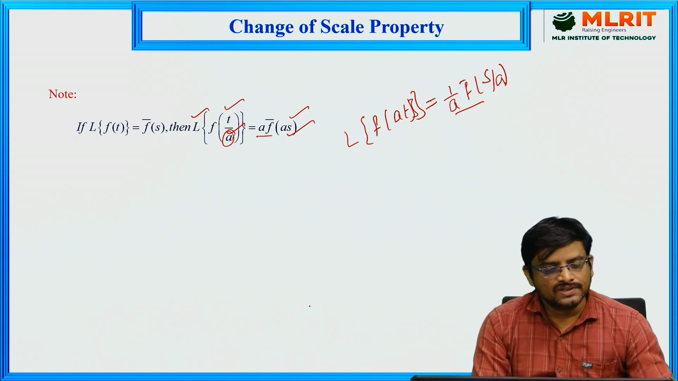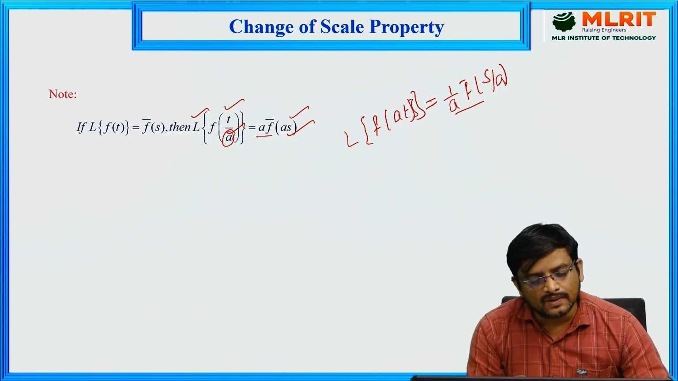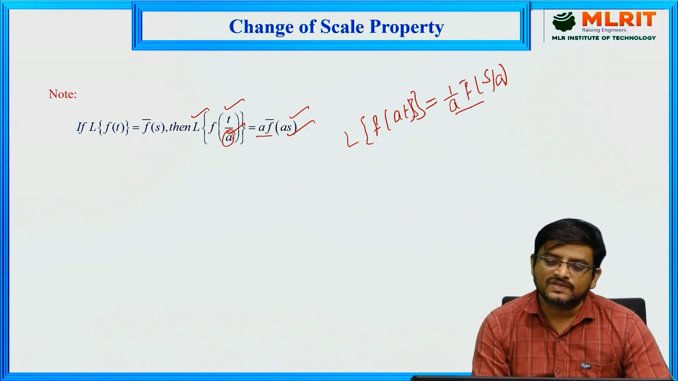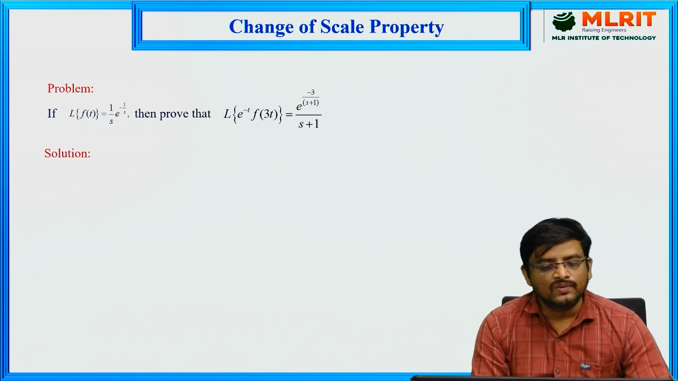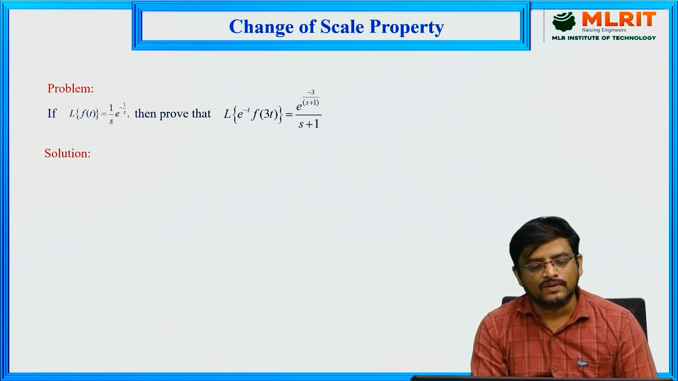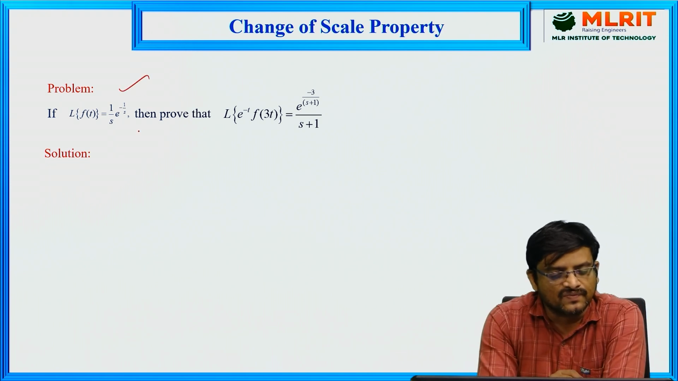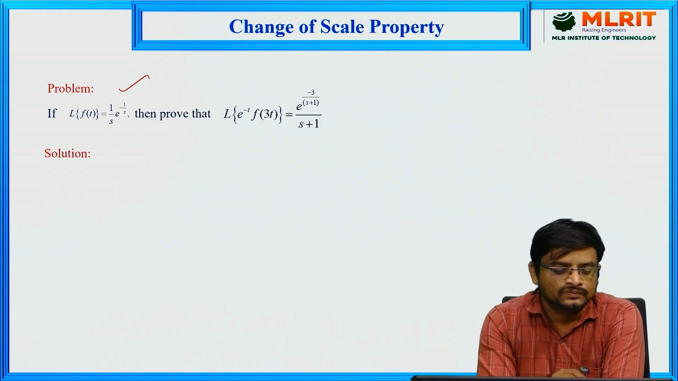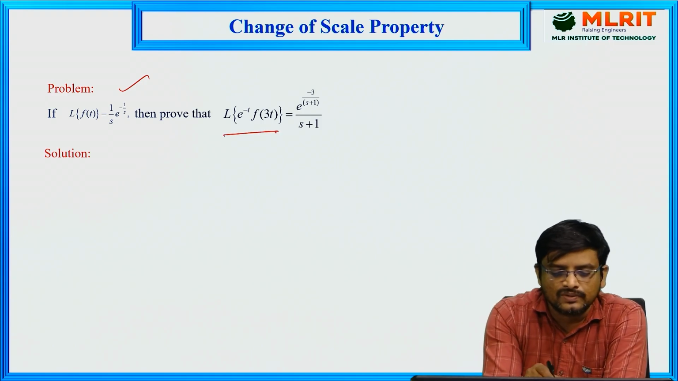Okay, this is the next one, the change of scale property, the second property here. Now let us take an example where we can apply this change of scale property. Already f of t is given, the Laplace transform of f of t is equal to some value. Now you take the help of that value and we have to prove this result here.